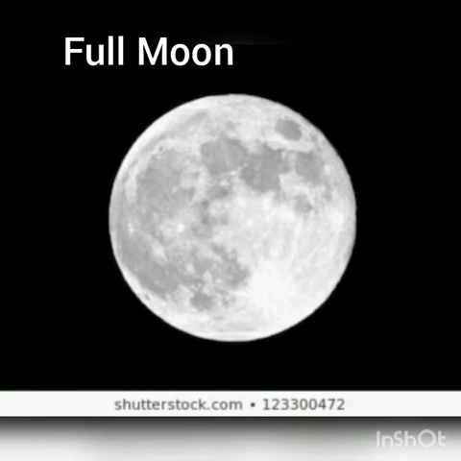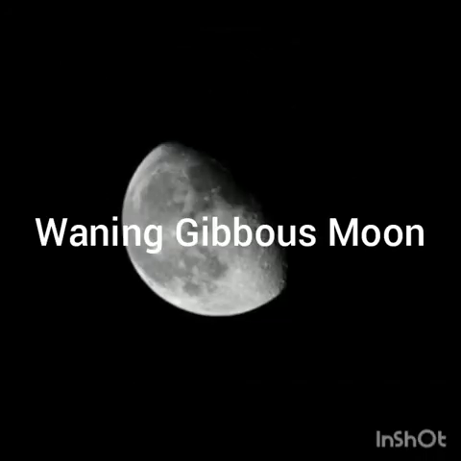Full moon. We can see the full moon when the sun and the moon are in a straight line at the opposite side of the earth. Here we can see the entire portion of the moon. Waning gibbous moon means when we can see more than half portion of the moon, and here the shape of the moon decreases in size.